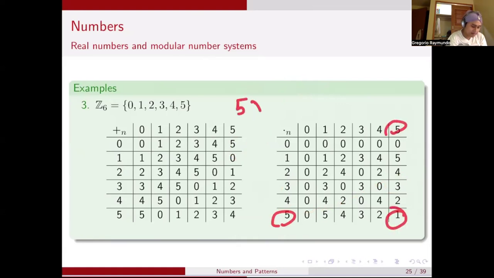So 5 times 5 is 25. 25 divided by 6, that is 4. 24, 1 ang remainder. Okay? So that's how you do modular multiplication and modular addition.